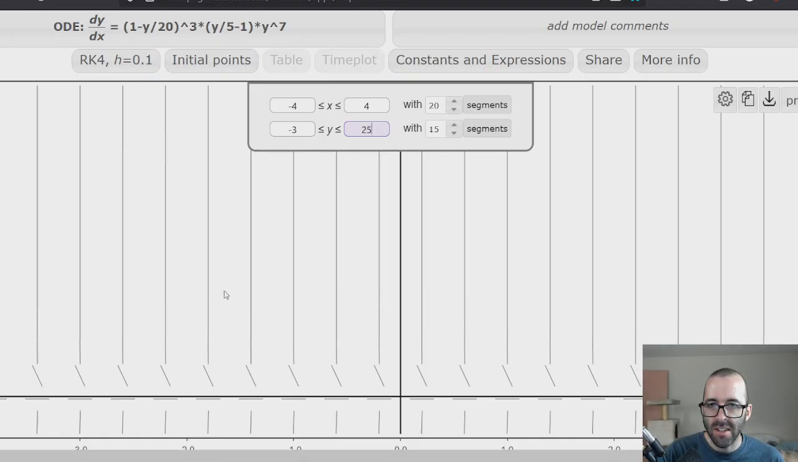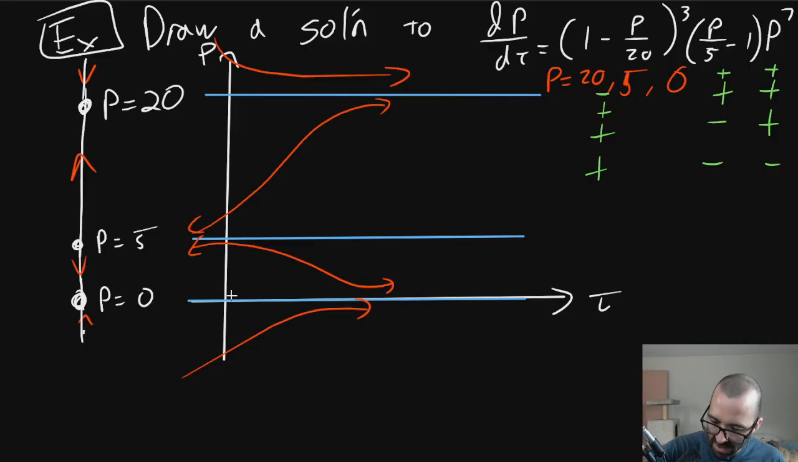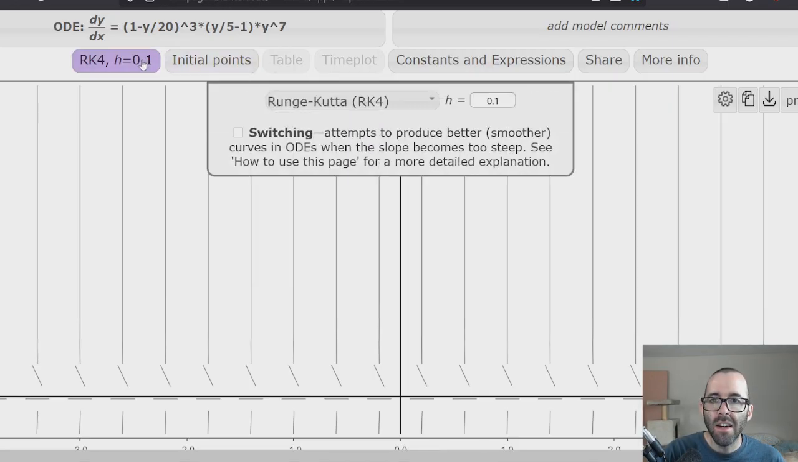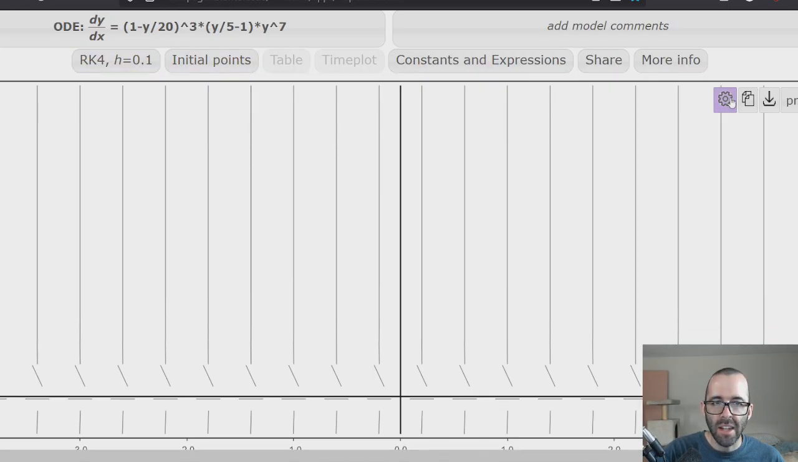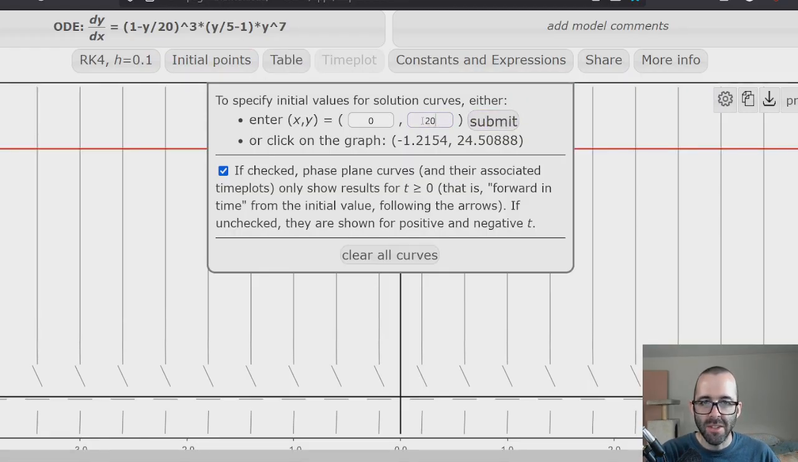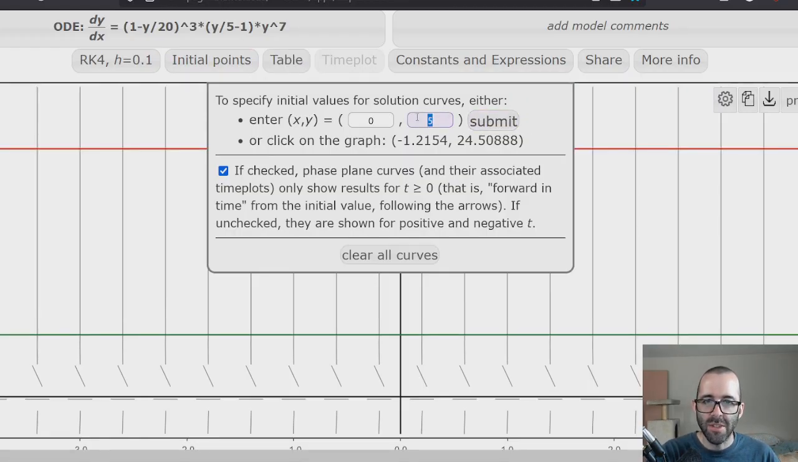Okay, I don't see that. I think it's just because it grows really, really rapidly. I think we're still fine, right? If we did at 20, yeah, all right, we do have an equilibrium solution there, right? At 5, we have an equilibrium solution. At 0, we have an equilibrium solution.